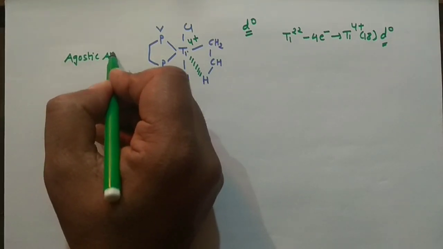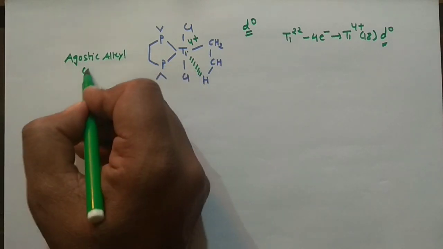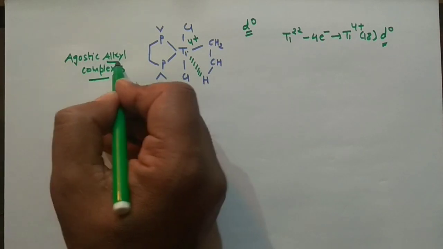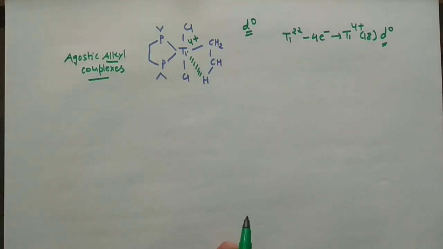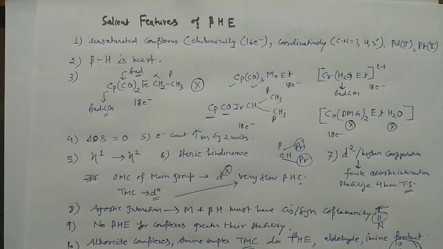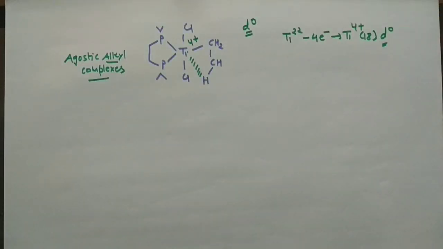Agostic alkyl complexes. Okay, so they will actually not undergo the beta hydride elimination reaction because it is d0. So whatever I have explained in the last slide, say here I have written d0, right? So they are actually the agostic alkyl complexes.